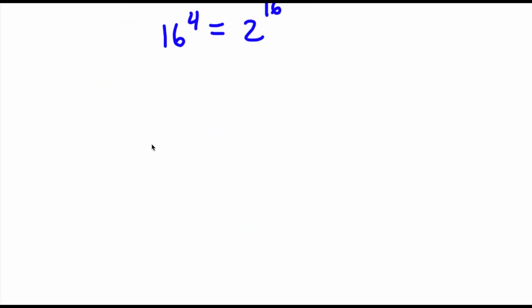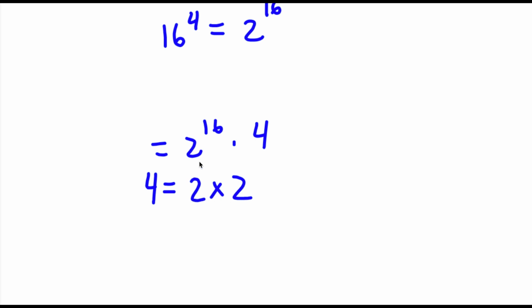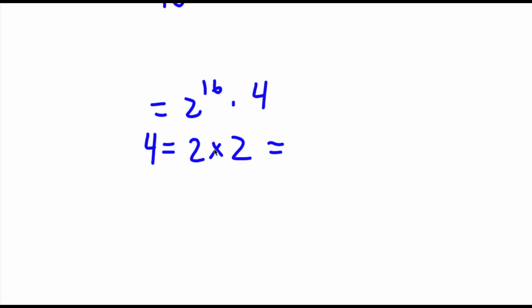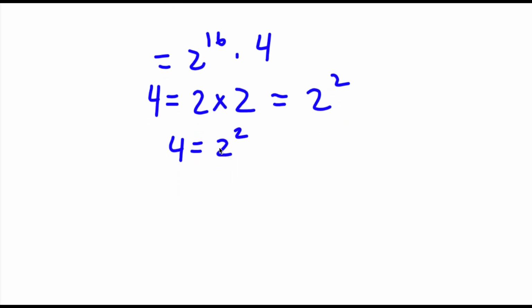So now, I have 2 to the power of 16 times 4. Well, now 4 here is equal to 2 times 2, right? So now 2 multiplied by itself twice is the same thing as 2 squared, meaning 4 is equal to 2 squared. So now, if I substitute in 2 squared for 4, I get 2 to the power of 16 times 2 squared.